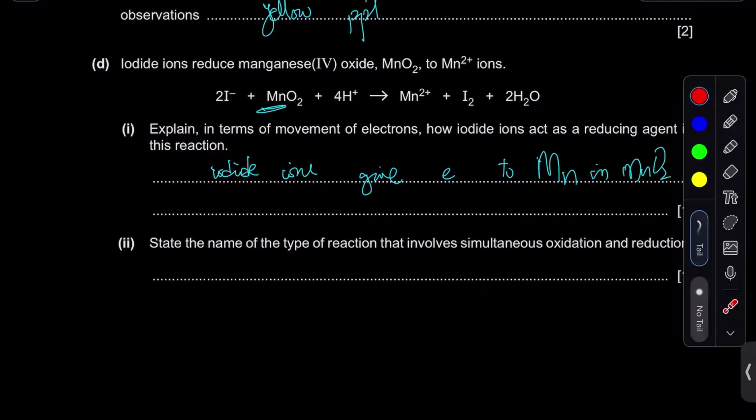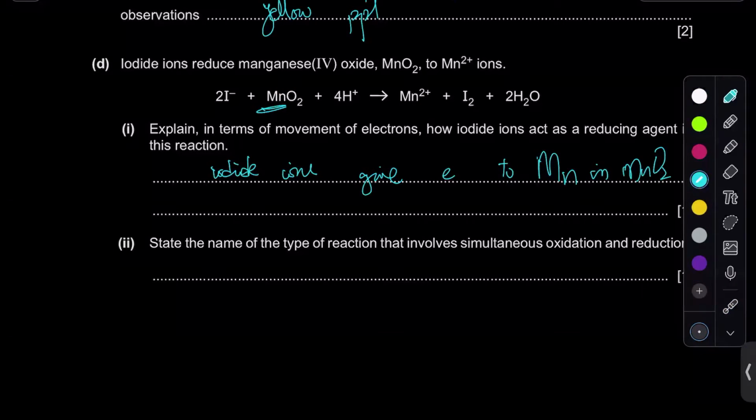Wait a minute. Is this balanced? Yeah, it is balanced. ठीक है. So यहाँ पे manganese is +4 and over here it is +2. So clearly manganese has gained 2 electrons.